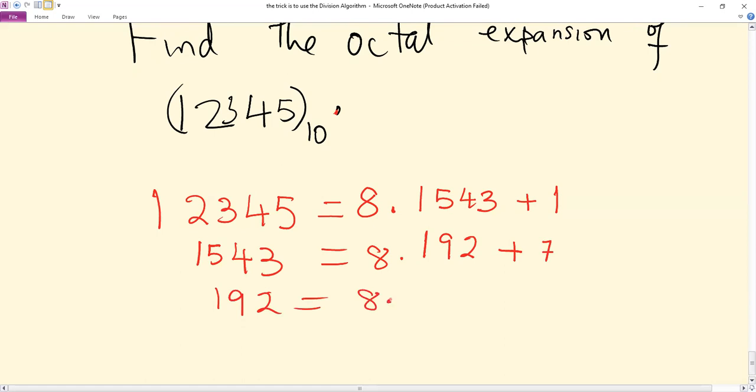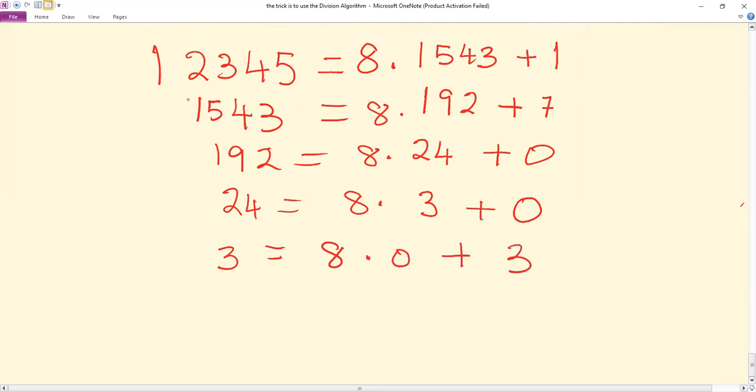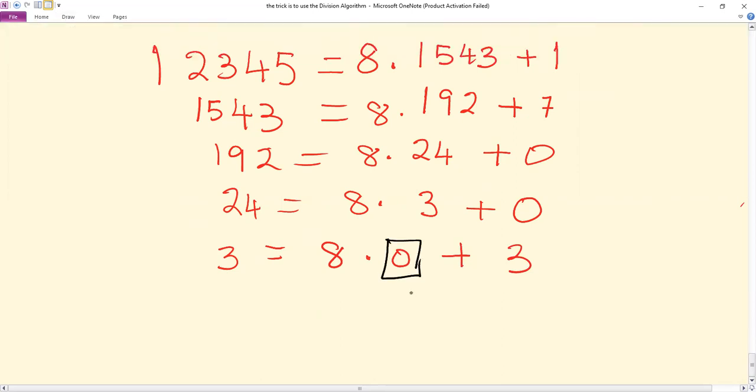Divisor remains 8. 8 divides 192, 24 times. The remainder is 0. And then 8 divides 24, 3 times. The remainder is 0. Bring 3. 8 divides 3, 0 times, the remainder is 3. Now, because this is the stage where we get a 0 quotient, we stop and then write the remainders in the reverse or bottom up order.